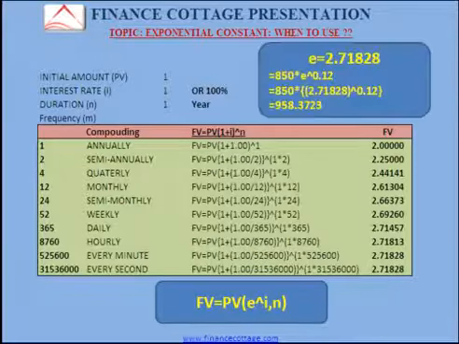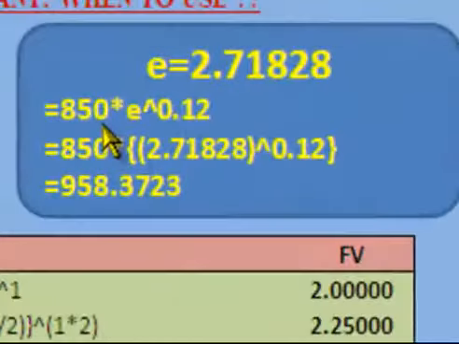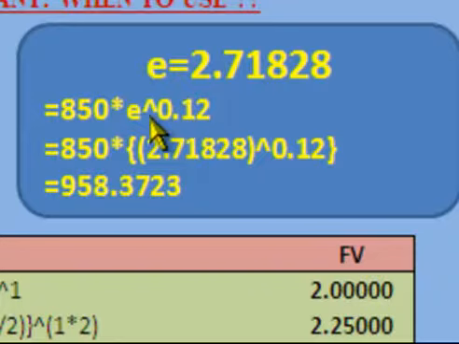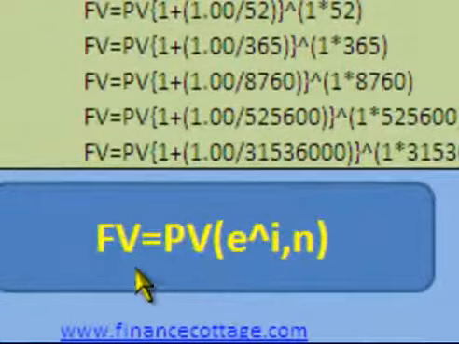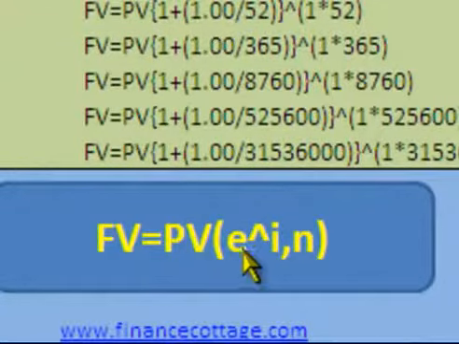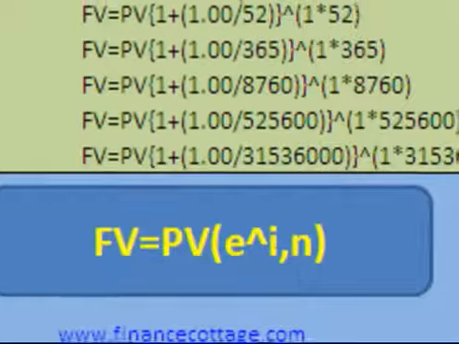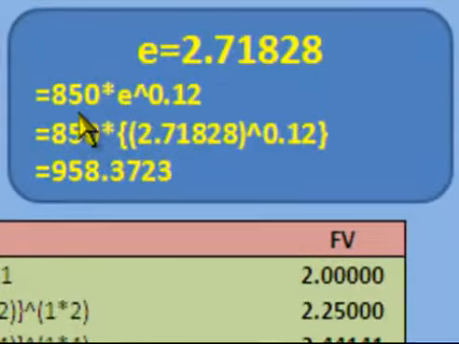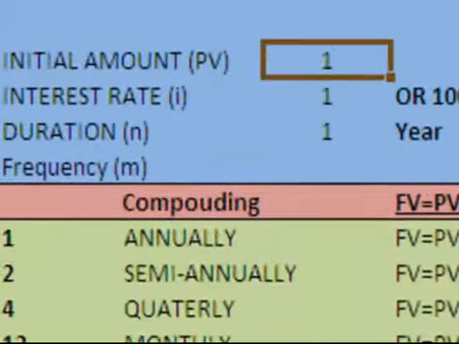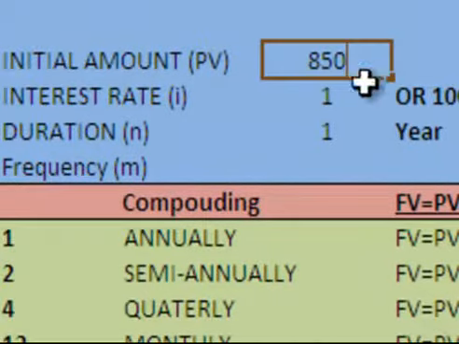future value. Now for example, if the present value is $850 and you want to know the future value of $850 after 1 year at a compound interest rate of 12%, and it is compounded continuously in a year, so what would be the future value of 850? By applying the formula, future value equals present value multiplied by exponential constant raised to the power interest multiplied by n, you can calculate the future value of $850, which would become equal to $958.3723.